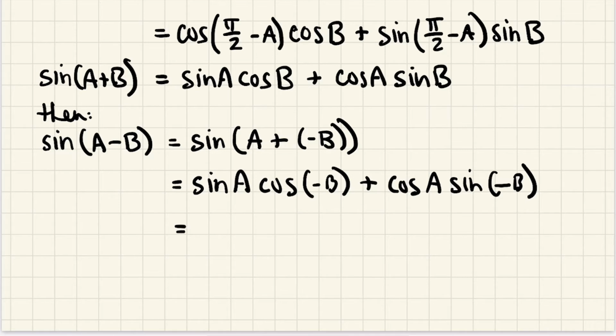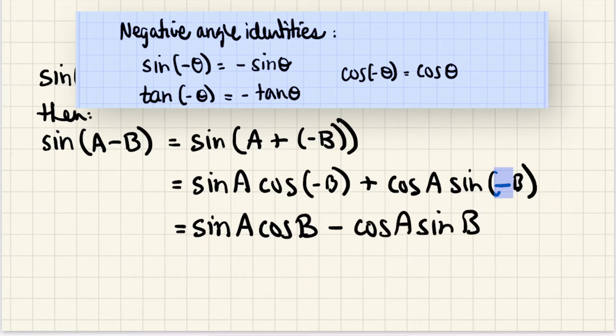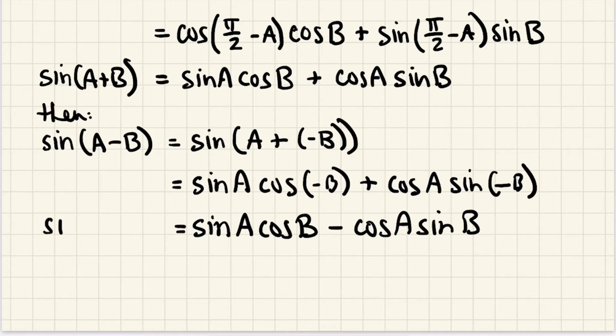Okay. But remember, cosine of negative b is equal to cosine of positive b. So we can just write that as sine, cosine. And remember that sine of negative b is negative sine of b. So this negative here pulls out all the way to the front of that term. So we can have minus cosine sine. Okay, so this is sine of a minus b.